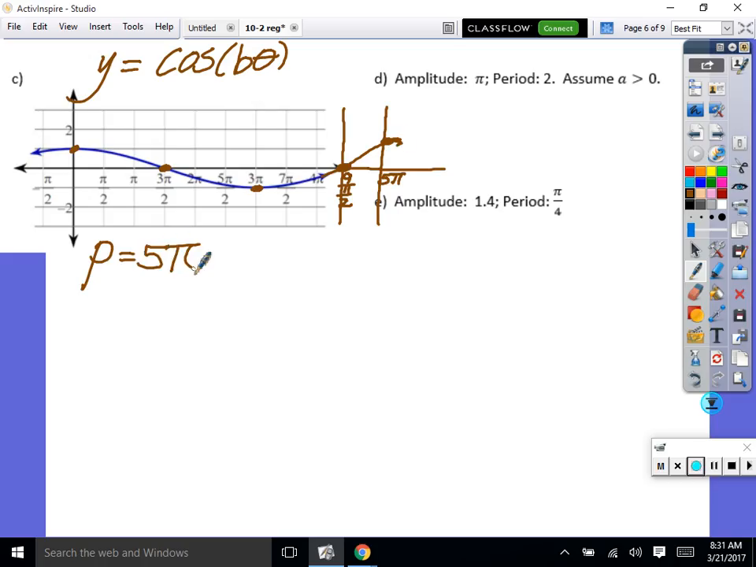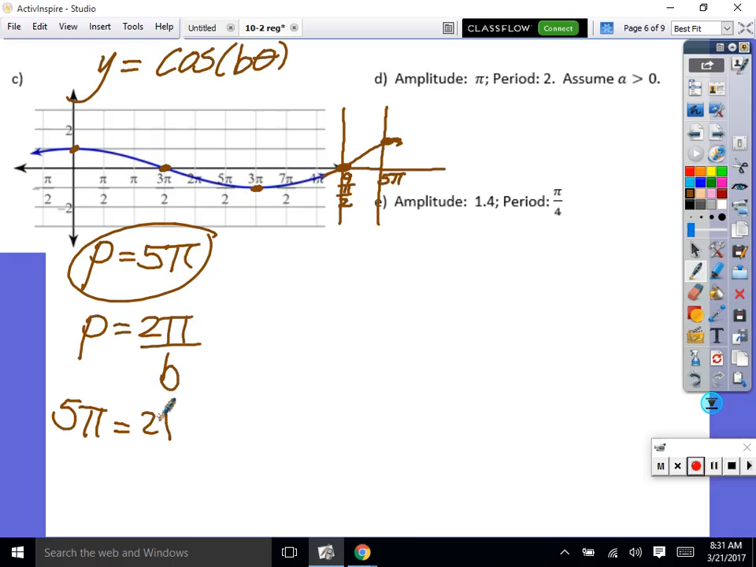So now you'll have to say to yourself, that's not b though. Remember that period equals 2 pi divided by b. So since we know this is 5 pi, let's put in our 5 pi here. So 5 pi equals 2 pi divided by b. Now let's solve for b. Yes.